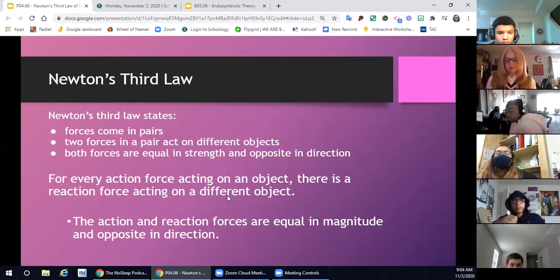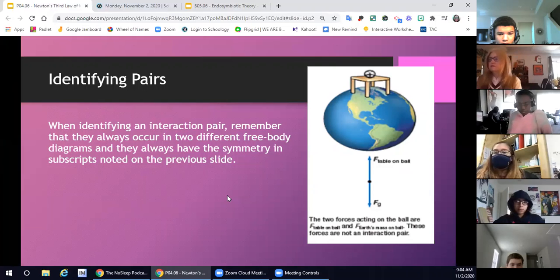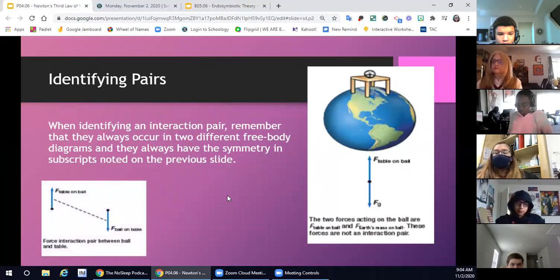So again, Newton's third law states that forces come in pairs. Two forces in a pair act on different objects. Both forces are equal in strength and opposite in direction. For every action force acting on an object, there is a reaction force acting on a different object. And the action and reaction forces are equal in magnitude but opposite in direction. So when you're identifying the pairs in an interaction pair, remember that they always occur in two different free body diagrams. So they each have their own free body diagram. And they're each going to be going in different directions.